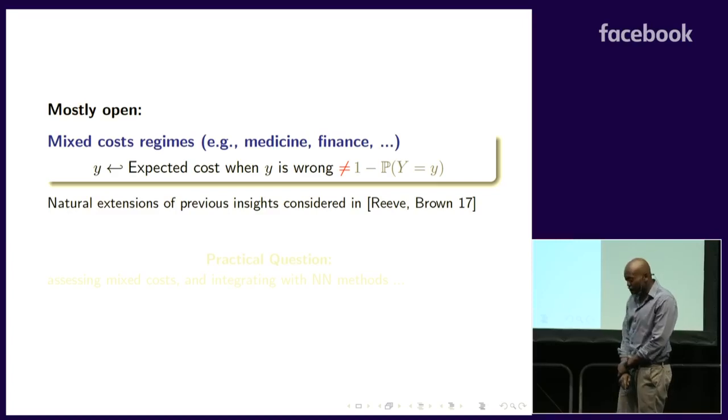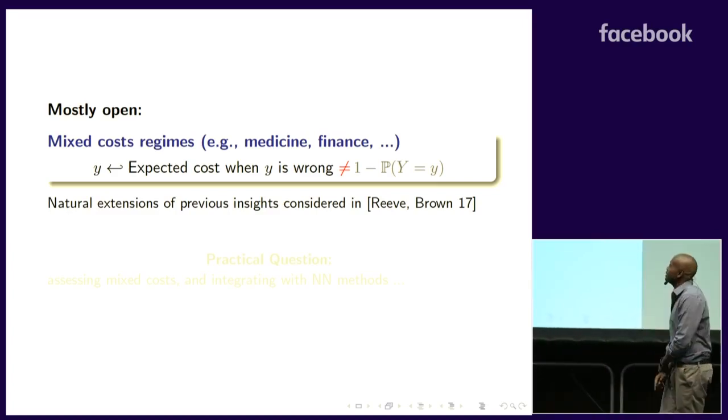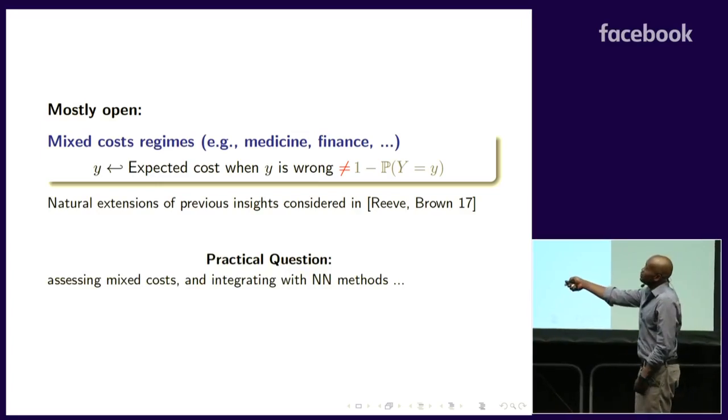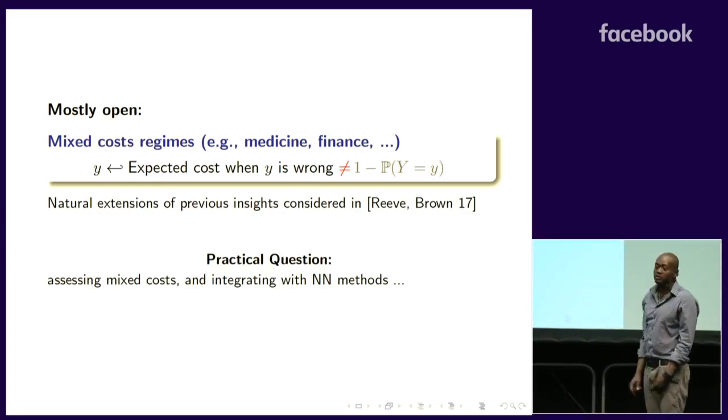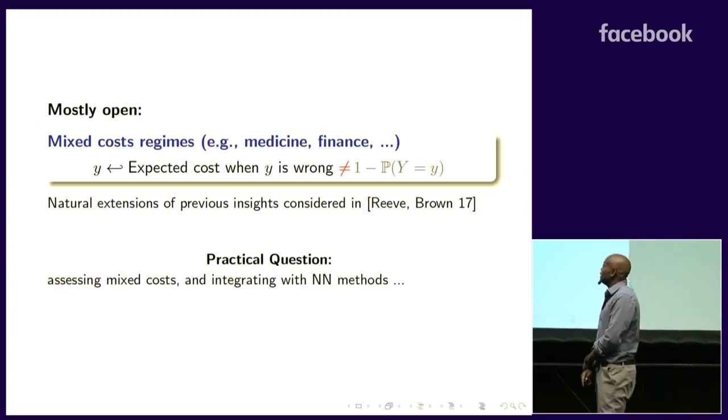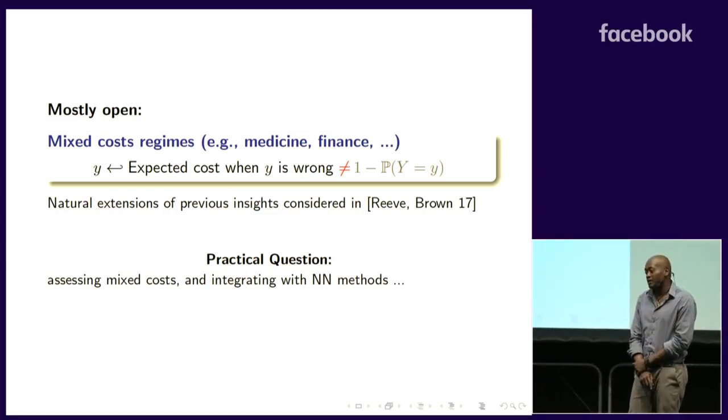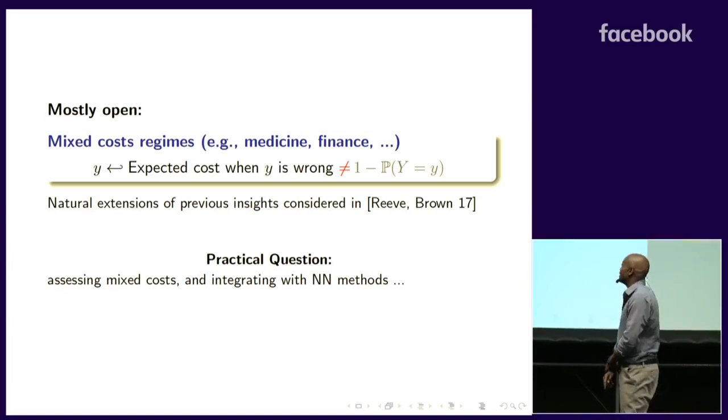However, the main question for me that remains here is the following. Generally, we don't know this expected cost. In a lot of these problems, medicine, finance, we don't know this expected cost. And I believe that some of the things that have to be done here is how do we access the miscost in multi-class classification? How do we access it in practice? And how do we integrate that with the practice of nearest neighbor methods? So that sort of covers much of the statistical insights. There is tons more that I wish I could have talked about, but I'll stop here.